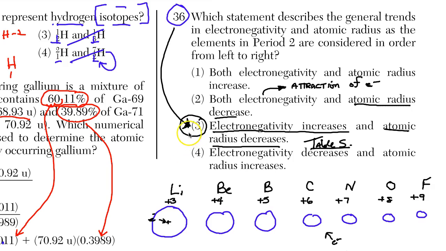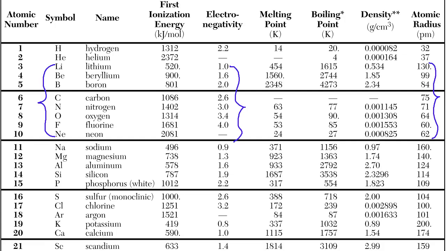But let's go to table S to show you that this question is all about reading the table if you don't know your trends. So here we are in table S, and look what they give you. The symbol, the name, and look where we're going from lithium to beryllium to boron to carbon to nitrogen to fluorine. What's the atomic radius doing? Big, and it gets smaller as we go across the period because the number of protons is increasing.